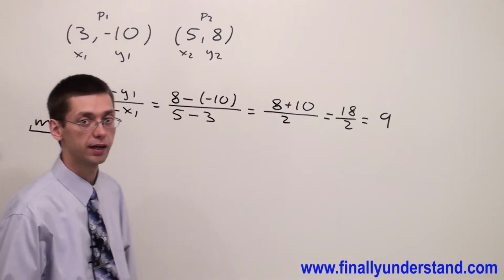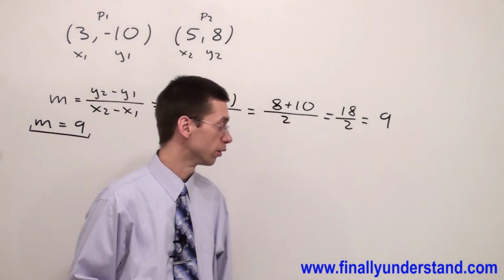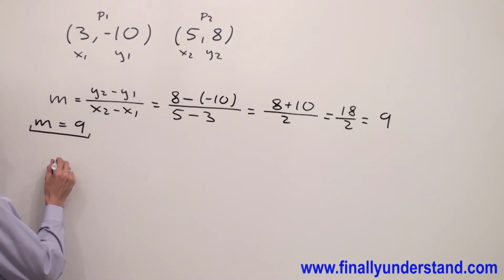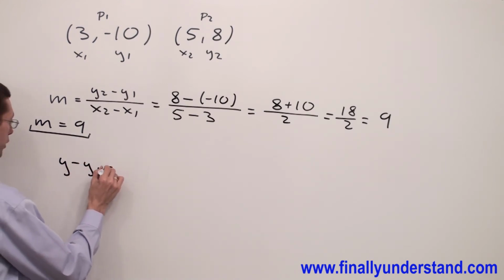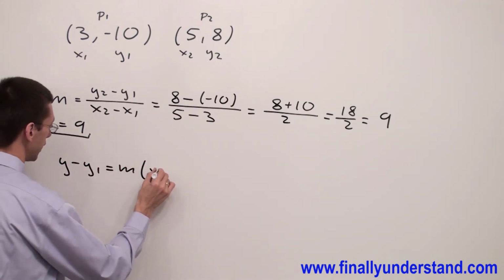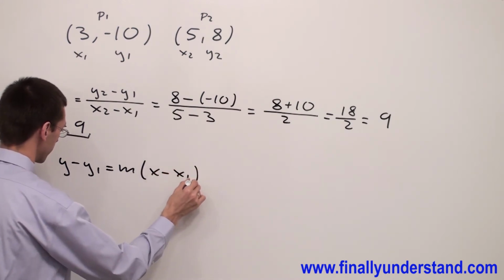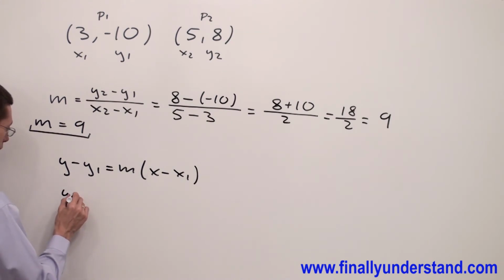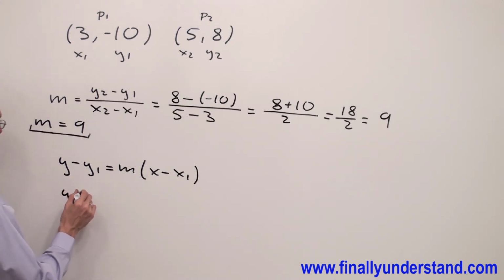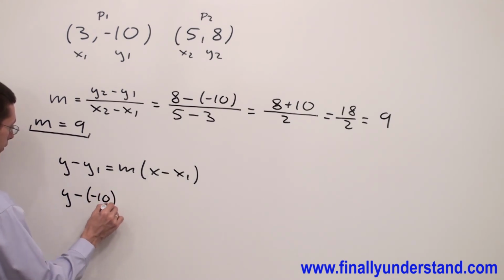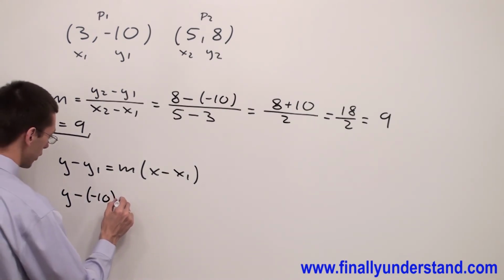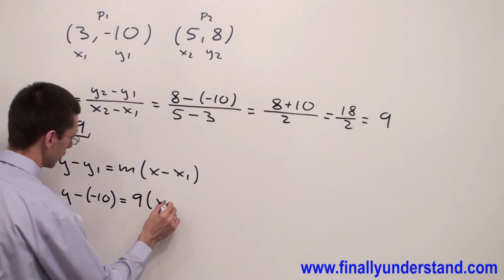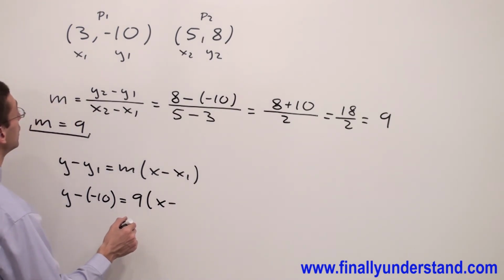In order to find the equation of the line, we're supposed to use the point slope form, which looks like y minus y1 equals m times x minus x1. Next, we have to plug in the numbers into this formula. We have y minus, and y1 is equal to negative 10, equals slope 9 times x minus x1, which is 3.